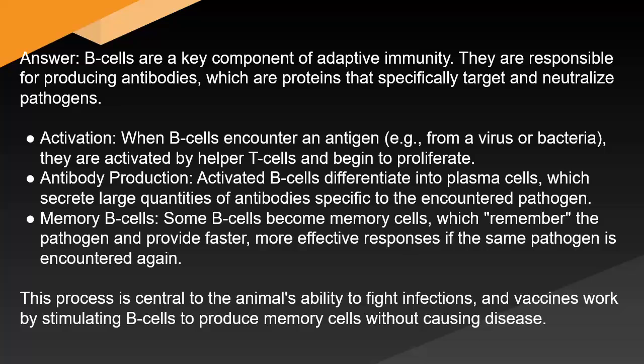Antibody production: activated B cells differentiate into plasma cells, which secrete large quantities of antibodies specific to the encountered pathogen. Memory B cells: some B cells become memory cells which remember the pathogen and provide faster, more effective responses if the same pathogen is encountered again. This process is central to the animal's ability to fight infections, and vaccines work by stimulating B cells to produce memory cells without causing disease.